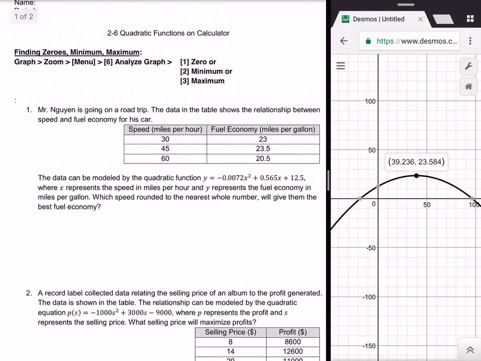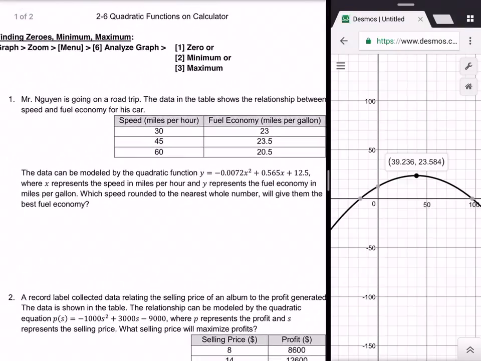39.236. I'm going to go over here, and which speed rounded to the nearest whole number will give them the best fuel economy? It's going to be 39.236. But it does say round to the nearest whole number. So in that case, it would be rounded down. It would be at 39.